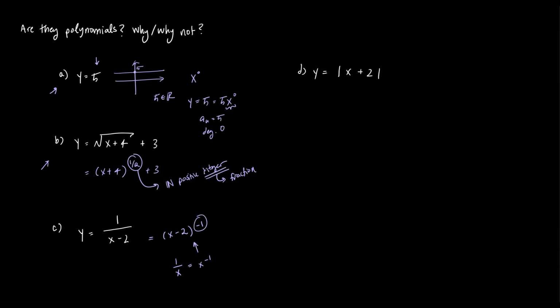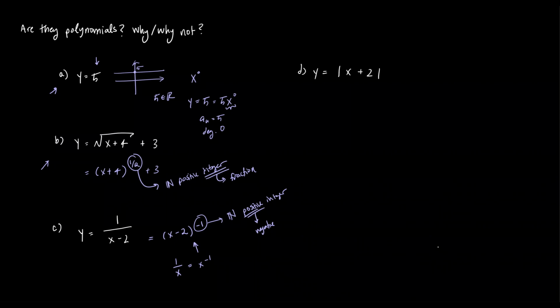And here again, we can see it fails the same rule because the exponent is not a natural number. Again, a natural number has to be a positive integer. This time it is an integer, but it fails on this condition. It's not positive, it's negative. And so as a result, this cannot be a polynomial.